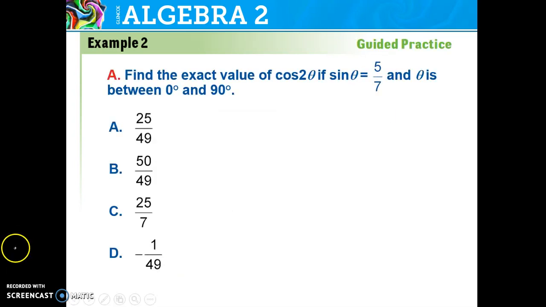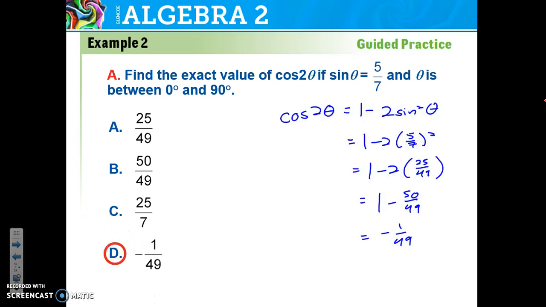All right, here's a couple examples for you to try. Try this one. All right, in this case, you should have gotten D, negative 1/49. And there's the work for this one. You can see which identity I started with because I know something about sine, so that's going to help me find the value of the cosine of 2 theta.